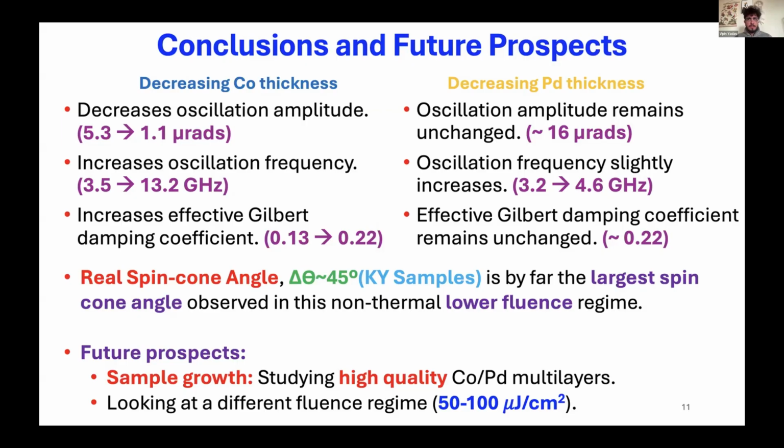Our future prospect could be studying high quality cobalt palladium multilayers, and we can also look at a different fluence regime between 50 to 100 microjoule per centimeter squared.